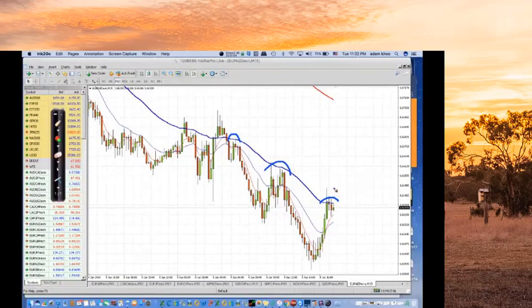That'll be fine. Okay, so this is a recent swing high. It's lower than the previous swing high. And the recent swing low is lower than the previous swing low. So it meets all the necessary criteria.